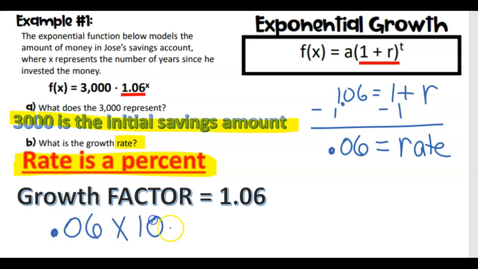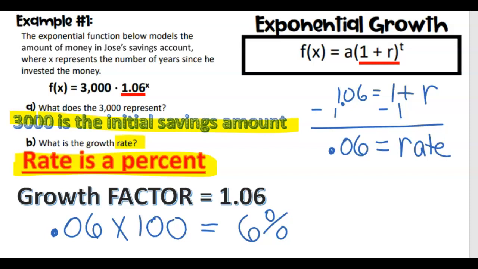The reason you move your decimal 2 places is because the word percent means part out of 100. And if you multiply by 100, that moves the decimal place over. So the growth rate is 6%. The growth factor is 1.06. The growth rate is 6%. And it's real easy to get those mixed up.